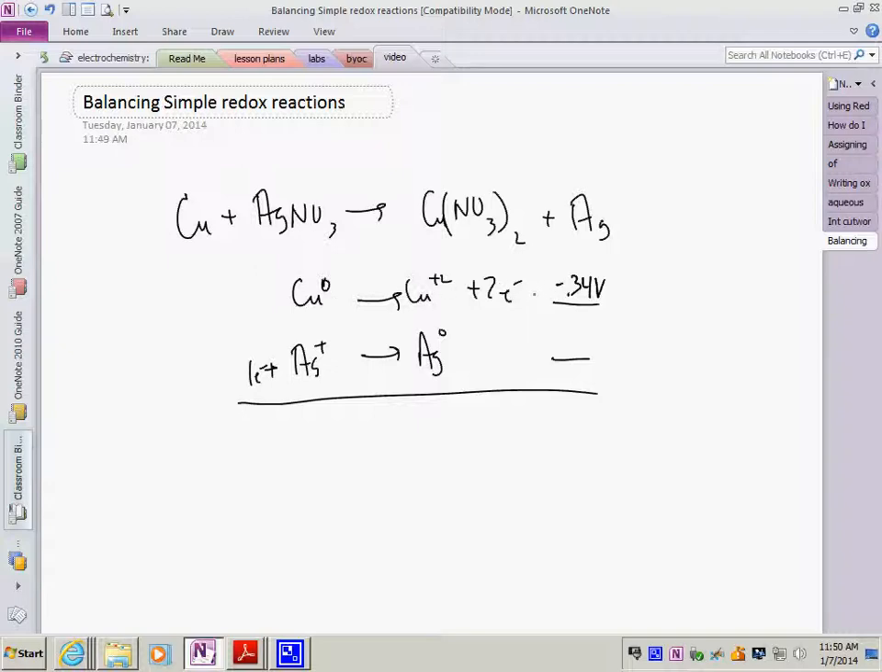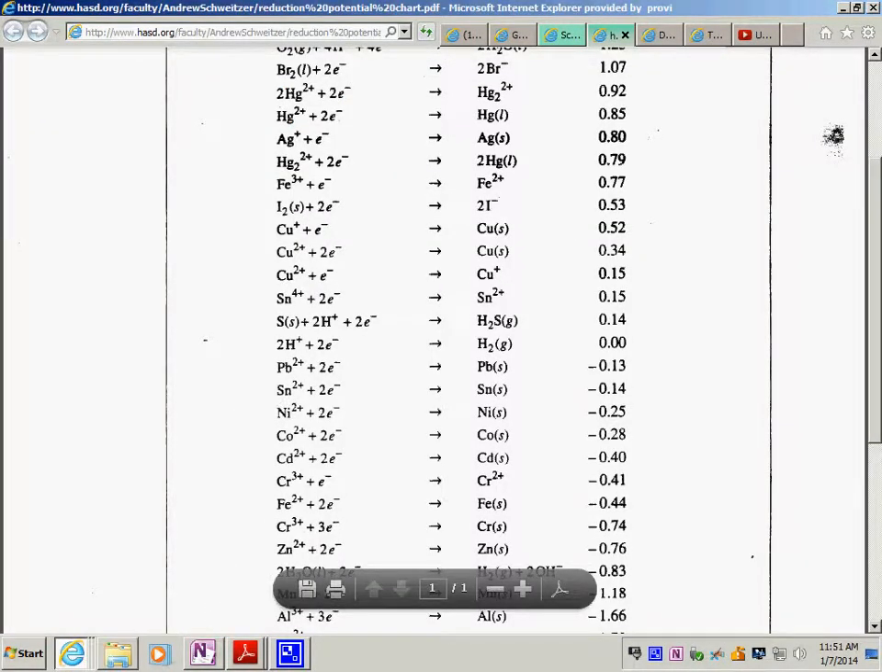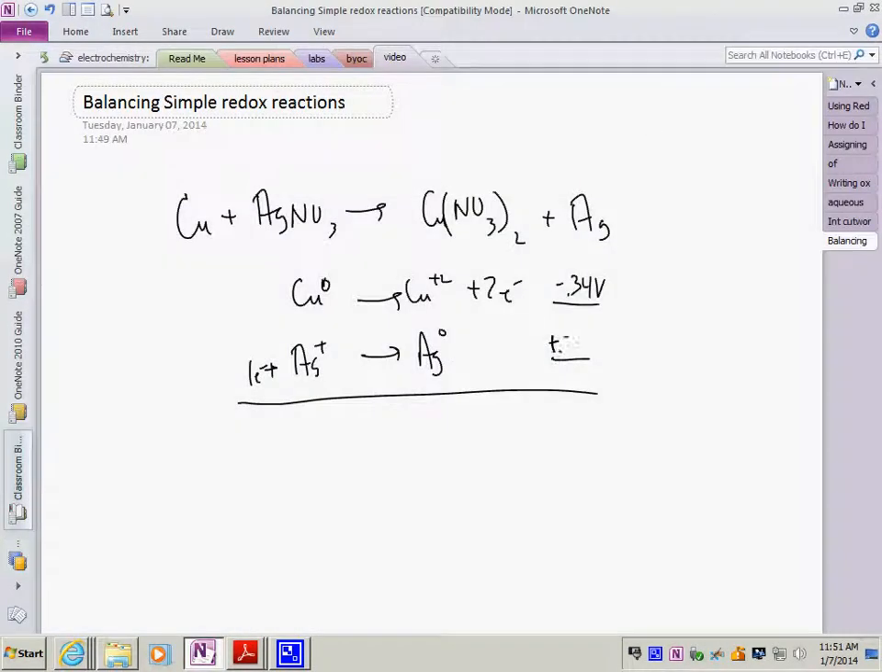The question is, can the silver take it? Silver should be as is. There it is, and it's a positive 0.8 volts. So yes, this thing can and is willing to force the copper to give up 2 electrons because it's just going to take them. Add the 2 together, and we get a positive 0.46 volts. This reaction will run. Now, the balancing process is the last part here. This reaction is giving away 2 electrons. This one's picking them up.